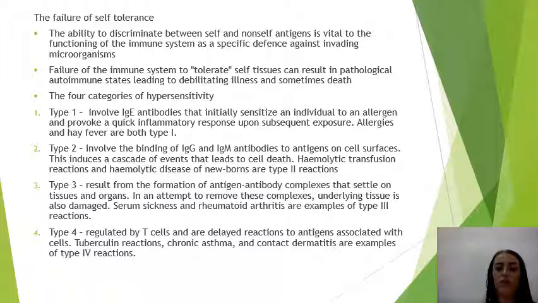Type 3 results from the formation of antigen-antibody complexes that settle on tissues and organs. In an attempt to remove these complexes, underlying tissue is also damaged. Serum sickness and rheumatoid arthritis are examples of type 3 reactions. Lastly, we have type 4. It's regulated by T cells and involves delayed reactions to antigens associated with cells. Tuberculin reactions, chronic asthma, and contact dermatitis are examples of type 4 reactions.